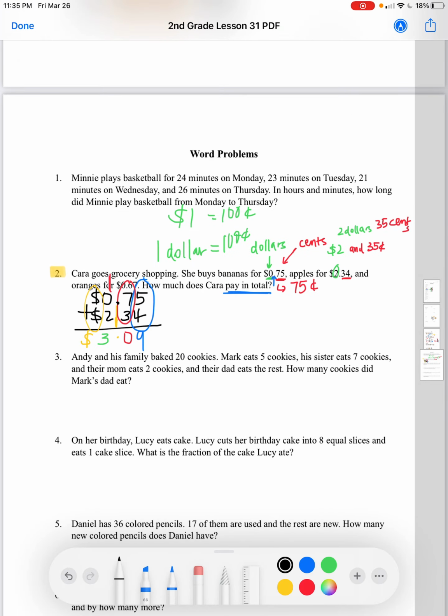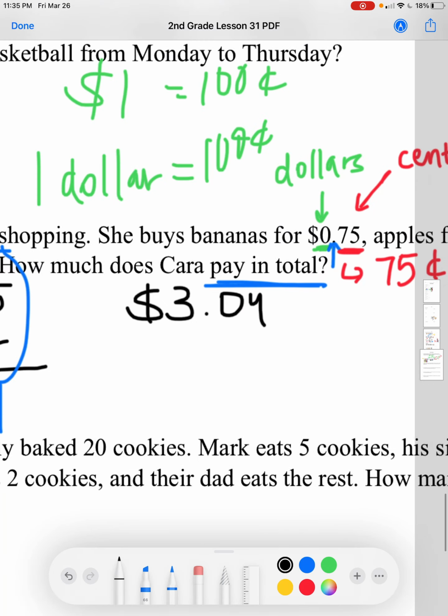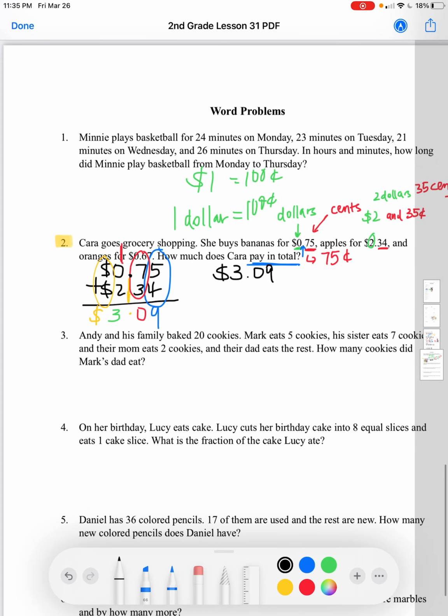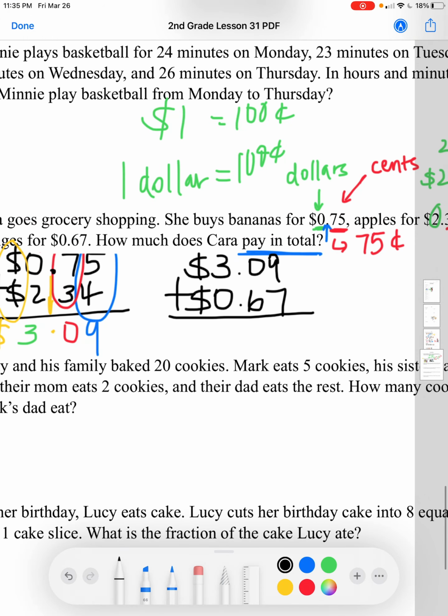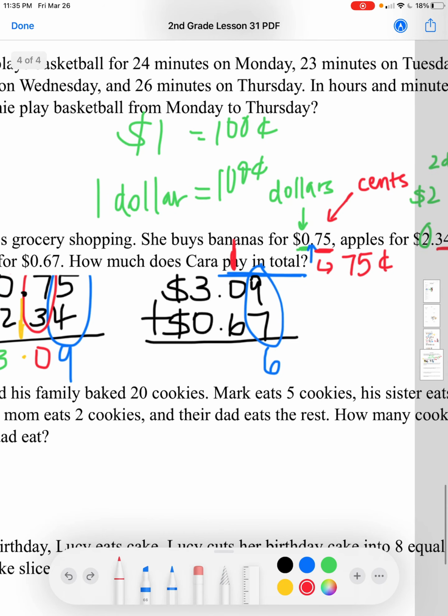Now we're going to add that to the cost of the oranges. $3.09 plus $0.67. Again, right here we have 9 and 7, which is 16, 6, and we're going to regroup. Move it to the next place value. So now we have a 1 at the top. 1 plus 0 plus 6 is just 7.